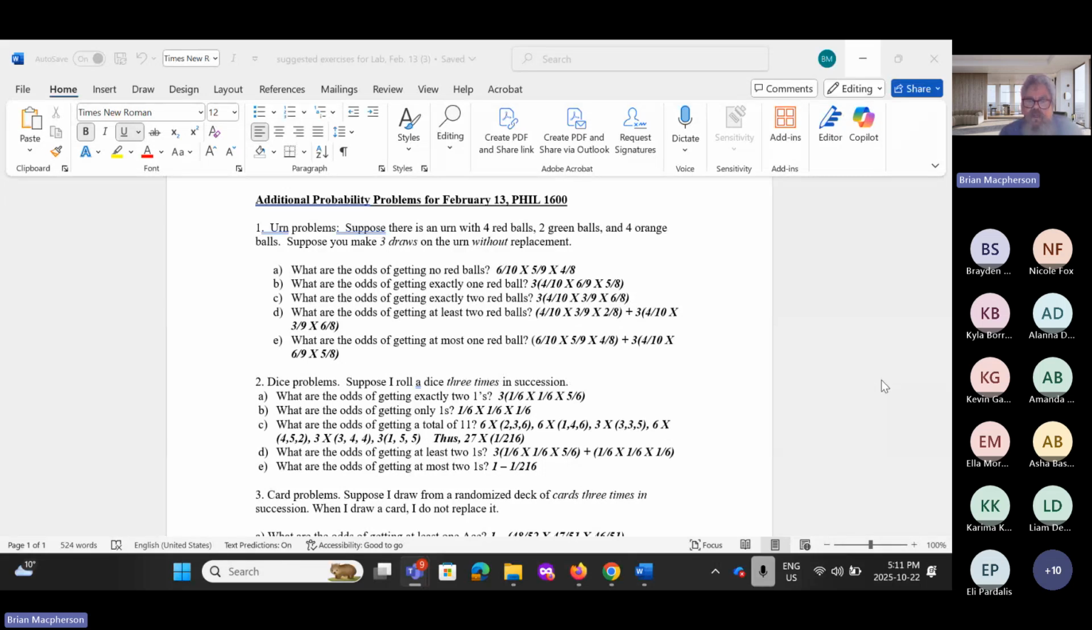So what are the odds of getting exactly 2 ones? Well, the odds of getting exactly 2 ones are getting 1 on the first, 1 on the second, and then a non-1 on the third. So it's 1 out of 6 times 1 out of 6 times 5 out of 6, and it's 3 times, right? Because the order can differ. For example, the next one might be 5 out of 6 times 1 out of 6 times 1 out of 6, or it might be 1 out of 6 times 5 out of 6 times 1 out of 6. What are the odds of getting only ones?